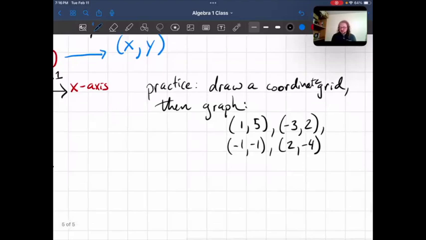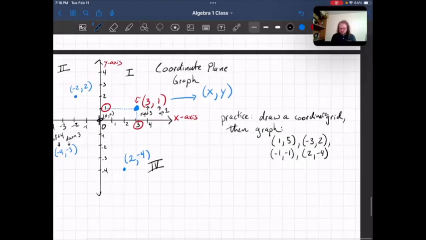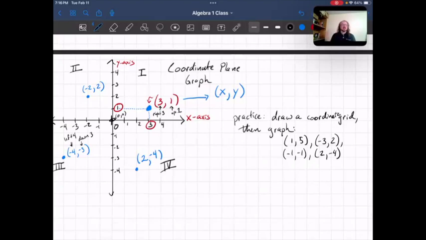So if you want some practice, you can take those points, or you can take any points, or you can point somewhere and then find its coordinates. Right? I can just point here and then say, oh, that's 2, 3. I can just point over here. Oh, that's 1, -3. Or I can take points that I already have and put them onto the graph where they go.